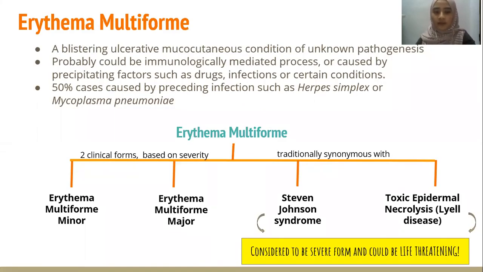Erythema multiforme is a blistering ulcerative mucocutaneous condition of unknown pathogenesis. It probably could be an immunologically mediated process or caused by precipitating factors such as drugs, infections, or certain conditions. 50% of the cases are caused by preceding infections such as herpes simplex or Mycoplasma pneumoniae. Erythema multiforme can appear in two clinical forms based on its severity, which are erythema multiforme minor, the milder form, and erythema multiforme major, the severe form.